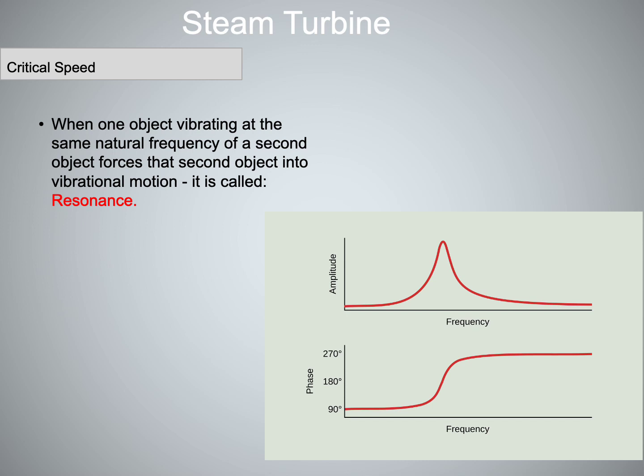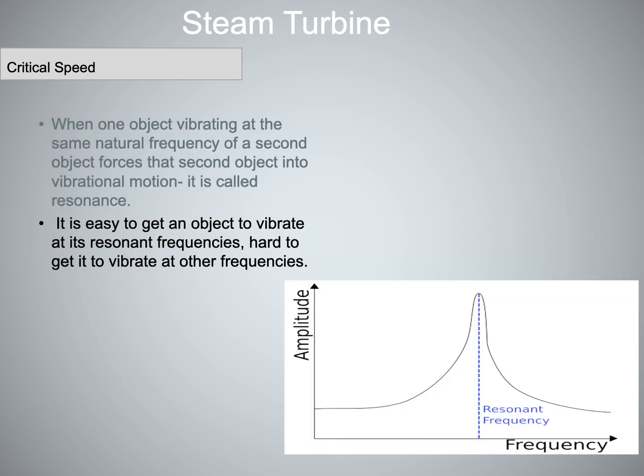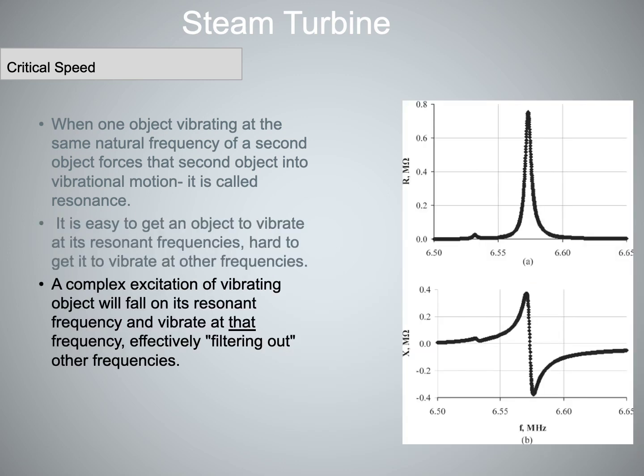When one object vibrating at the same natural frequency of a second object forces that second object into vibrational motion, it is called resonance. It is easy to get an object to vibrate at its resonant frequencies, hard to get it to vibrate at other frequencies. A complex excitation of vibrating object will fall on its resonant frequency and vibrate at that frequency, effectively filtering out other frequencies.